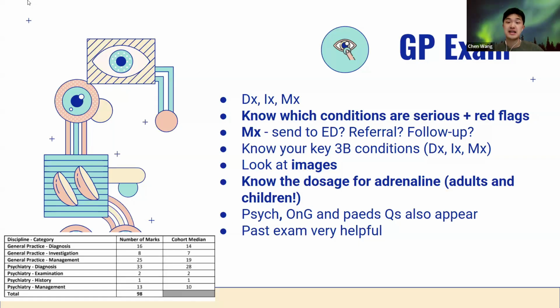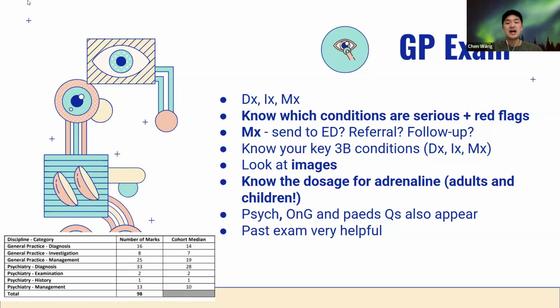Another thing to highlight is that there's a lot of images. That's not really restricted to just ophthal and derm. So you might get pictures from anywhere. And this might link to what I talked about before in terms of the management questions. They might show you an image and you have to choose the correct management. So it's really important, for example, to be able to tell a quinsy apart from a viral pharyngitis, because a quinsy is much more urgent and will necessitate the patient being sent to the ED immediately.